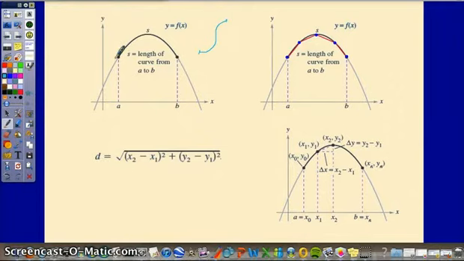Now, I suppose non-mathematically, I could take a string and lay it along the curve from A to B and then measure the string, but we would rather have a mathematical way of doing this in order to find the length of that arc, and of course we do.